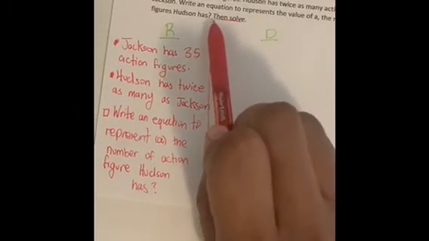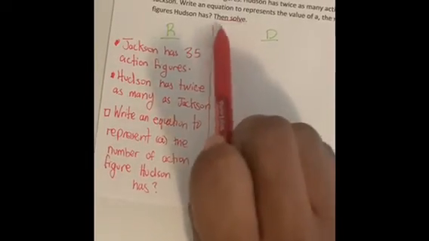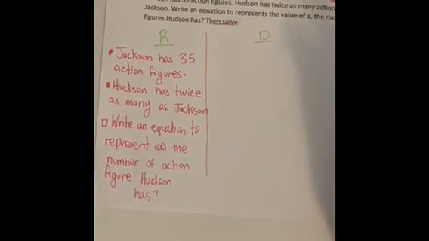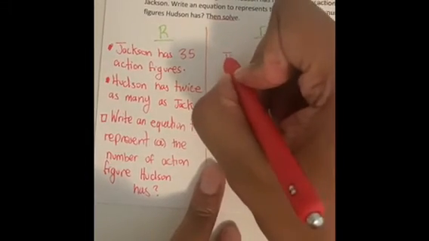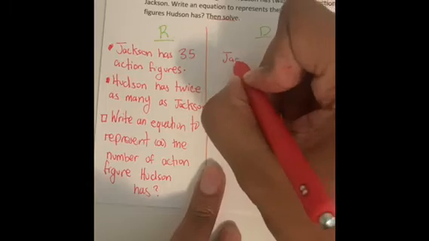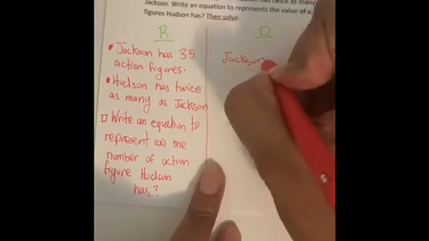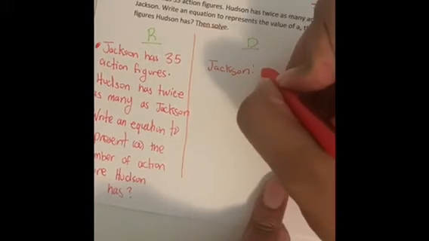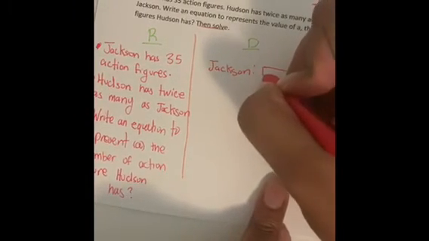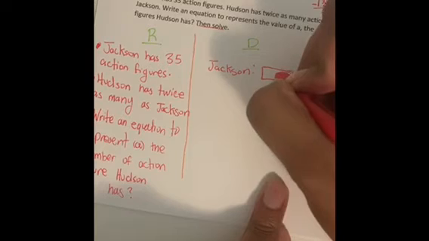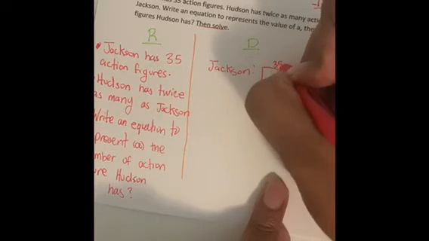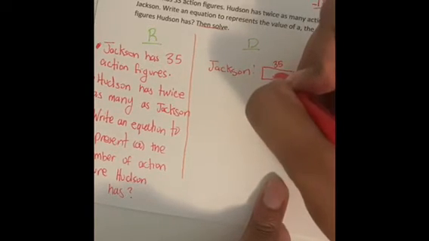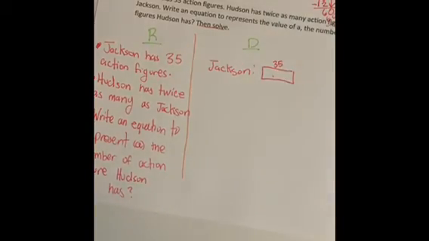And then it says right here, solve it too, okay? So we're gonna actually solve this. So let's go ahead and model what's happening here, okay? So I know we have Jackson, right? We got Jackson. And what do we know about Jackson? Jackson has what? 35 action figures. So I'm gonna use this tape diagram here. And we're going to say it's 35. We know it's action figures, okay? 35 action figures.